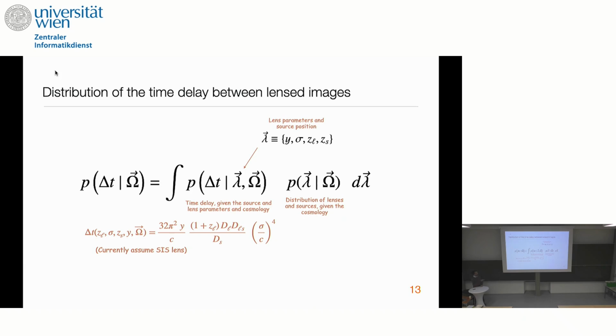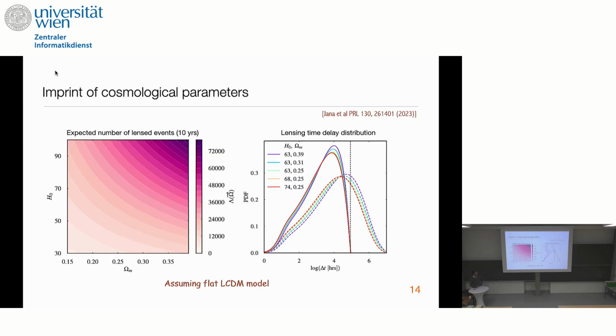So if you have a good model of the astrophysical distribution of these parameters and a good lens model, one could marginalize over these astrophysical parameters to get the predicted distribution of the lensing time delay as a function of cosmological parameters.